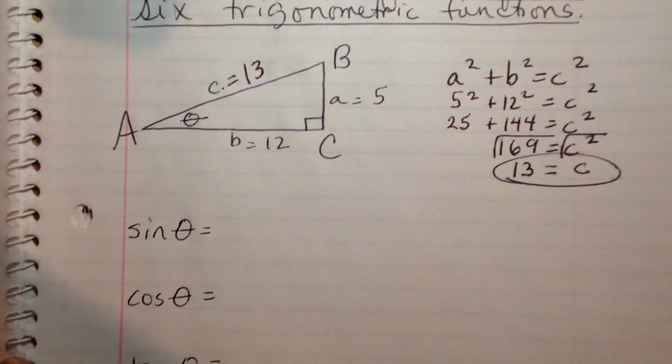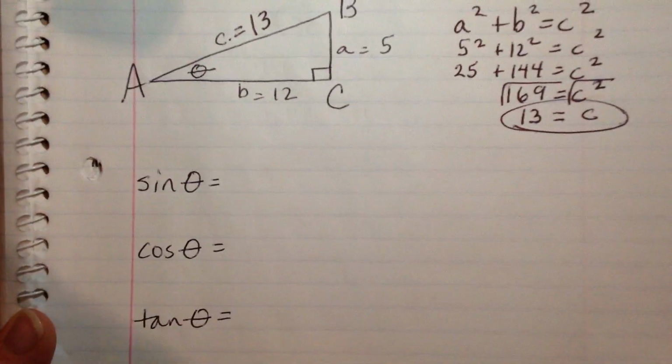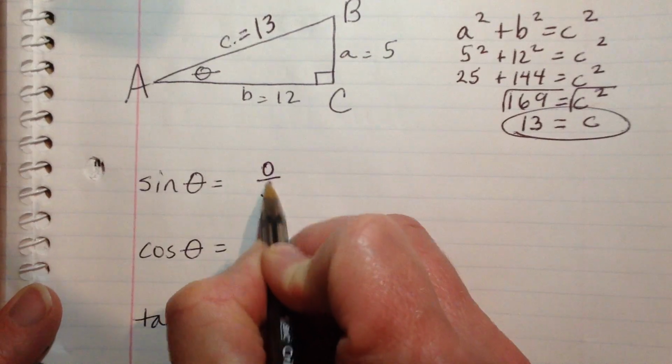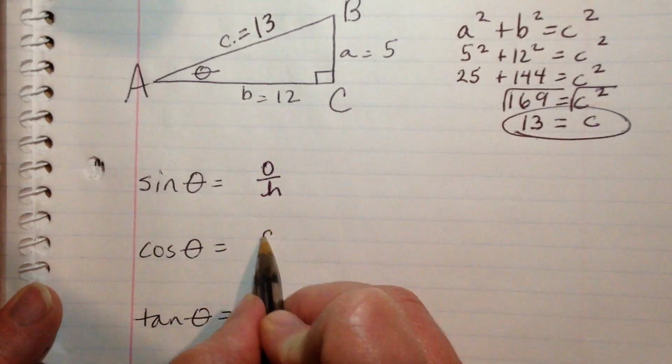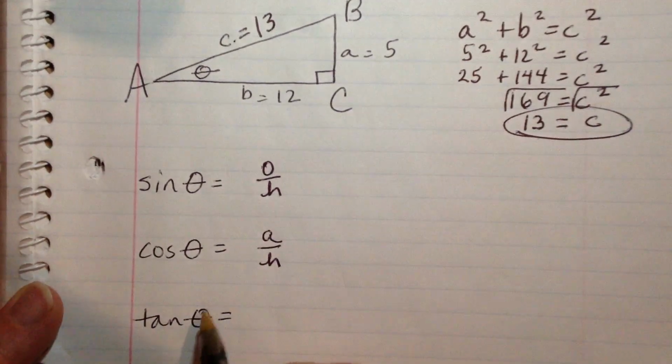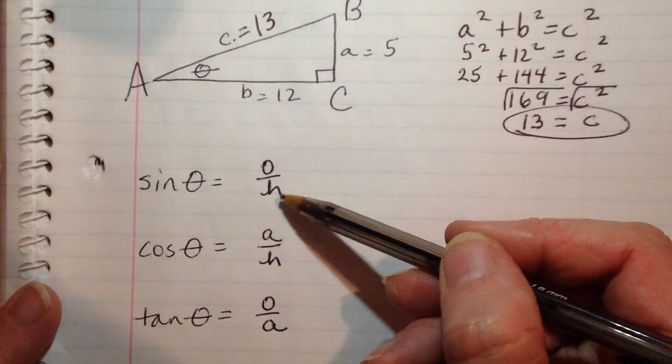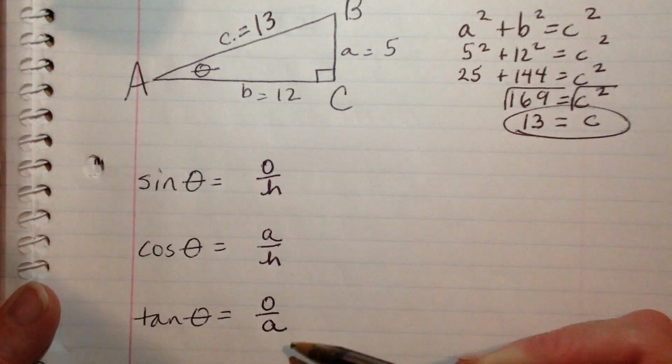Now, we've already talked about sine, cosine, and tangent. Sine is opposite over hypotenuse. Cosine is adjacent over hypotenuse. Tangent is opposite over adjacent. Oscar had a heap of apples.